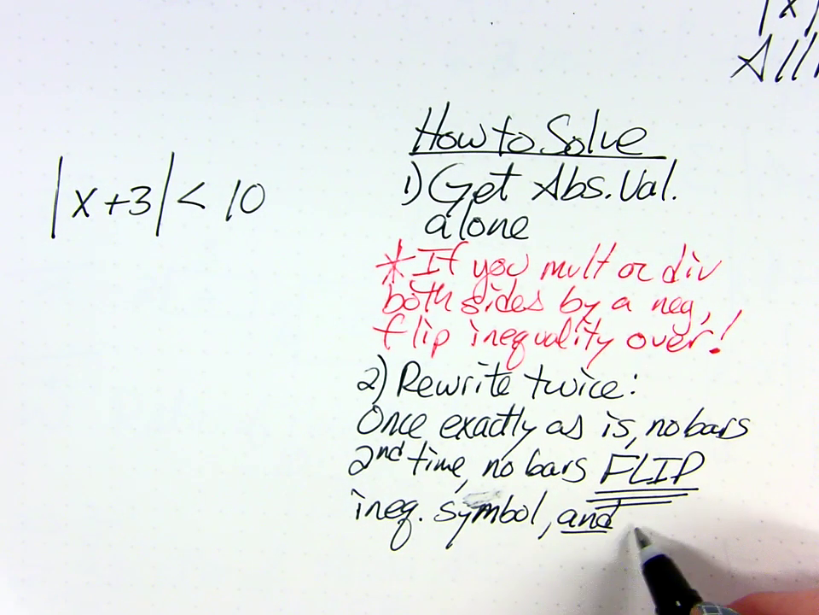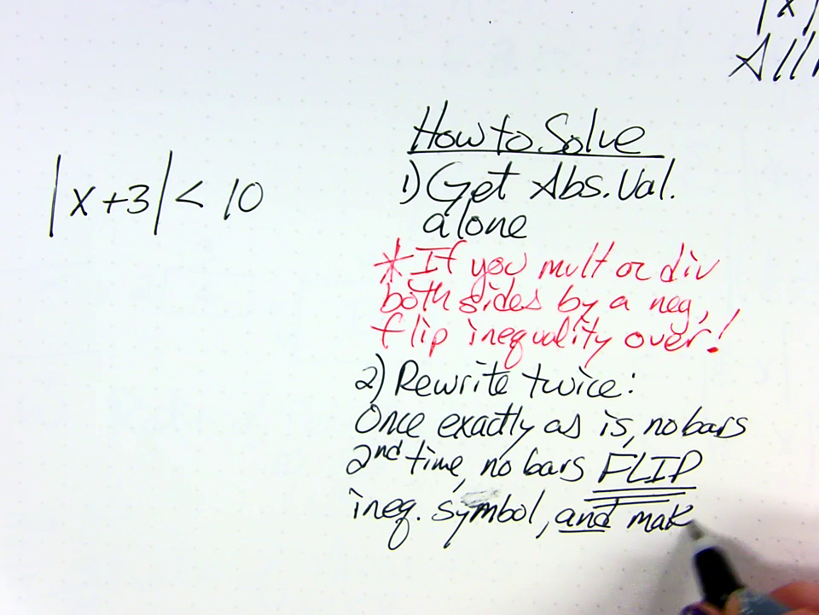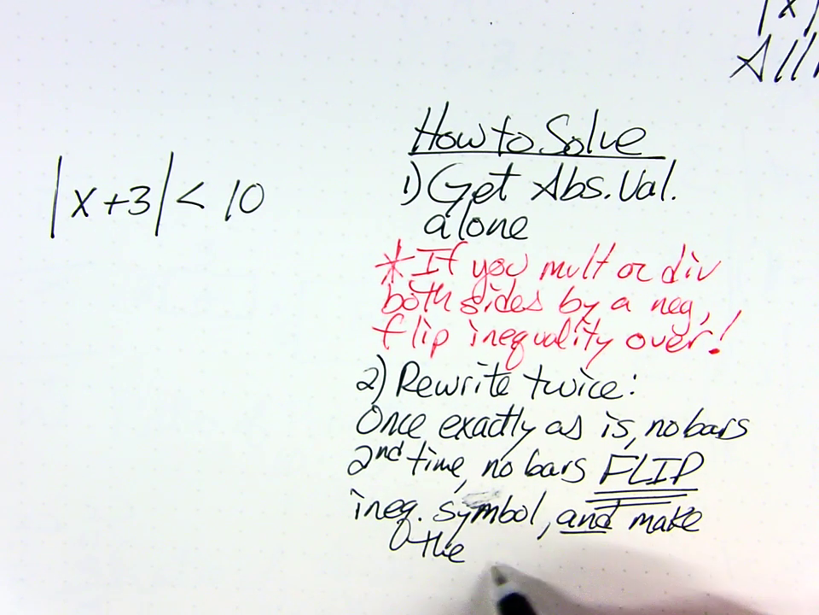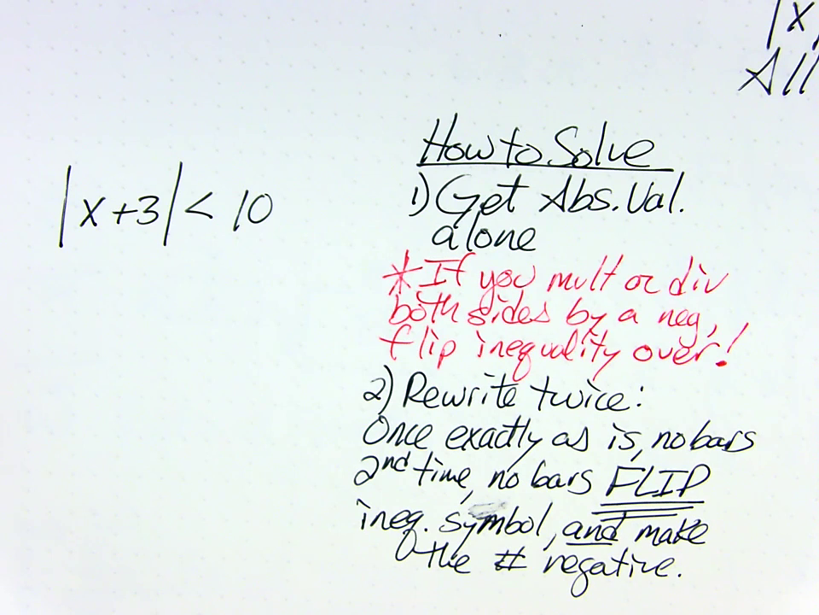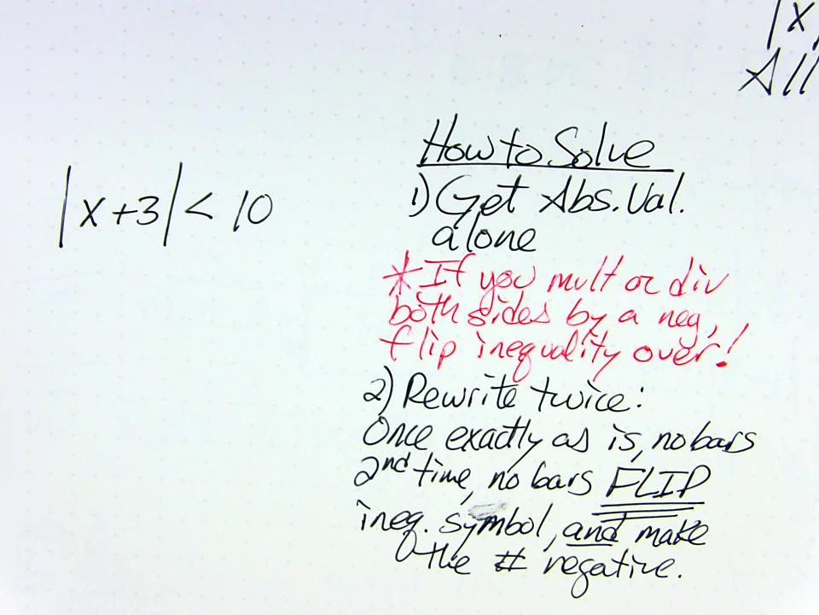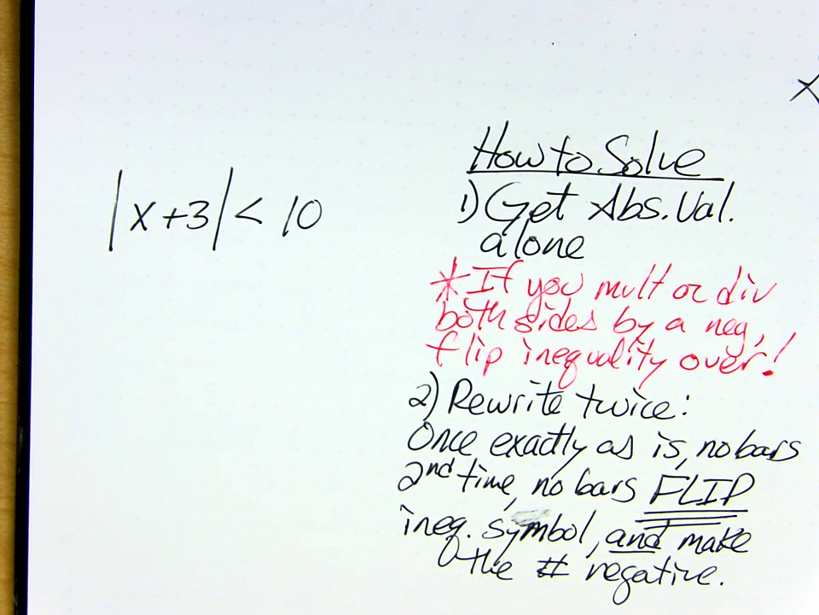And make the number negative. If the number's already negative, now it would go positive, right? Okay, so step 1 is already done.